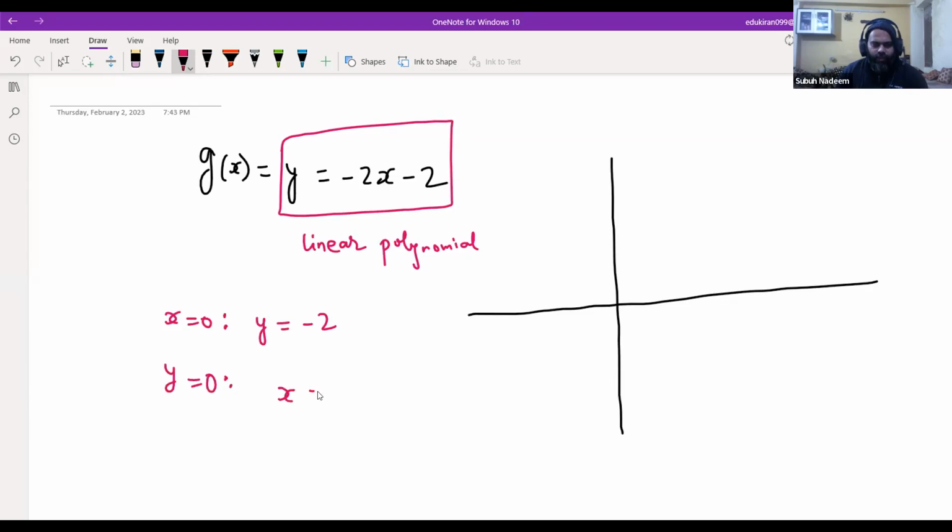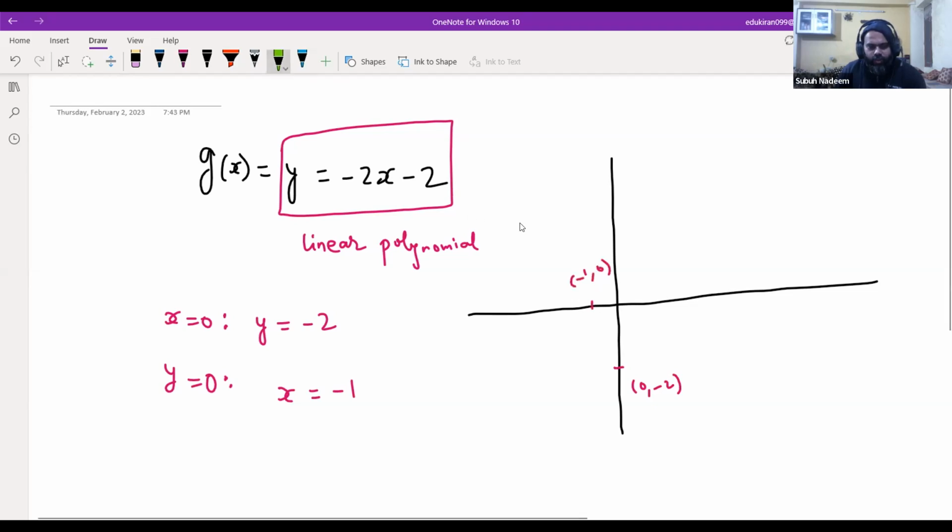We get x is equal to -1. So this we see here. Is it okay? Yes, sir. Okay. So at 0, y is -2, and at -1, y is 0.